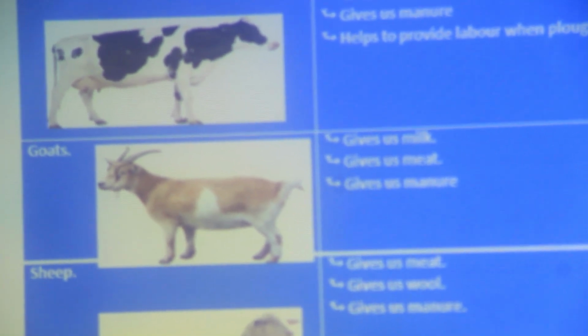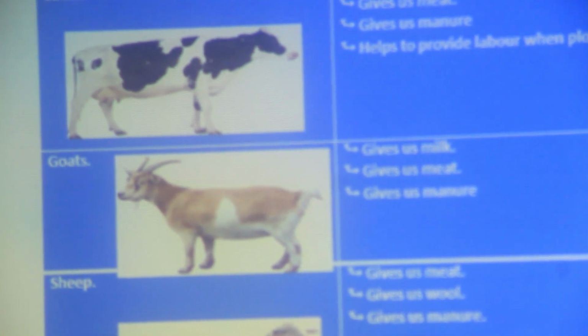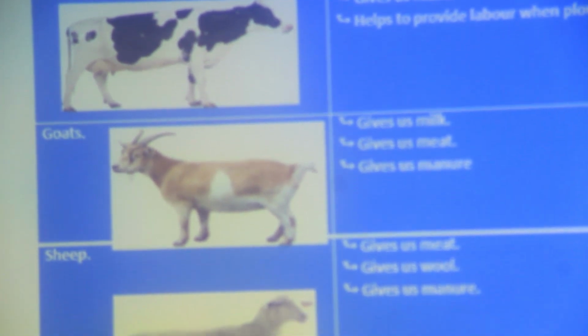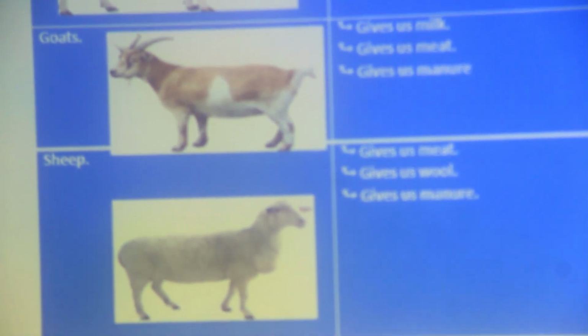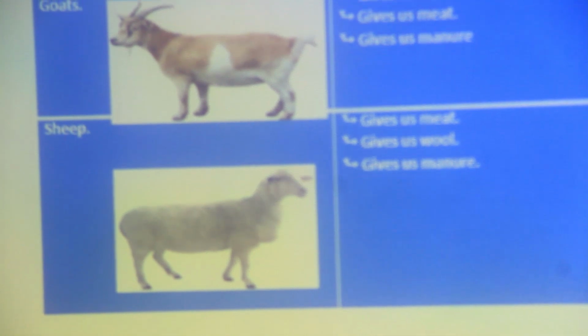Goats are kept at home because they give us milk. They also give us meat, and they also give us manure. From there, we go to the third animal, that's the sheep. A sheep gives us meat, it also gives us wool, and it gives us manure. Note that a sheep does not give us milk.